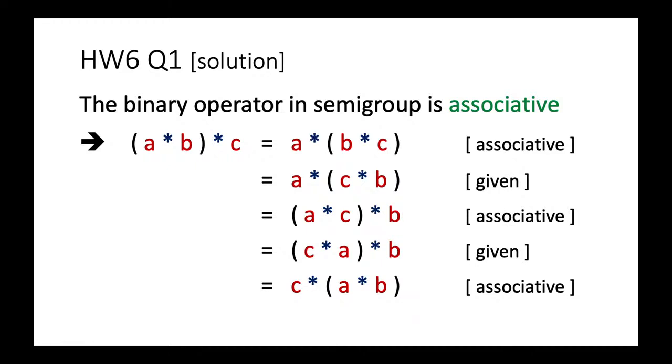Now remember that we need to be very careful. We need to show the reason why each step is correct, because the semi-group operator doesn't guarantee that it is the normal multiply operator, so it may not have the commutative property.